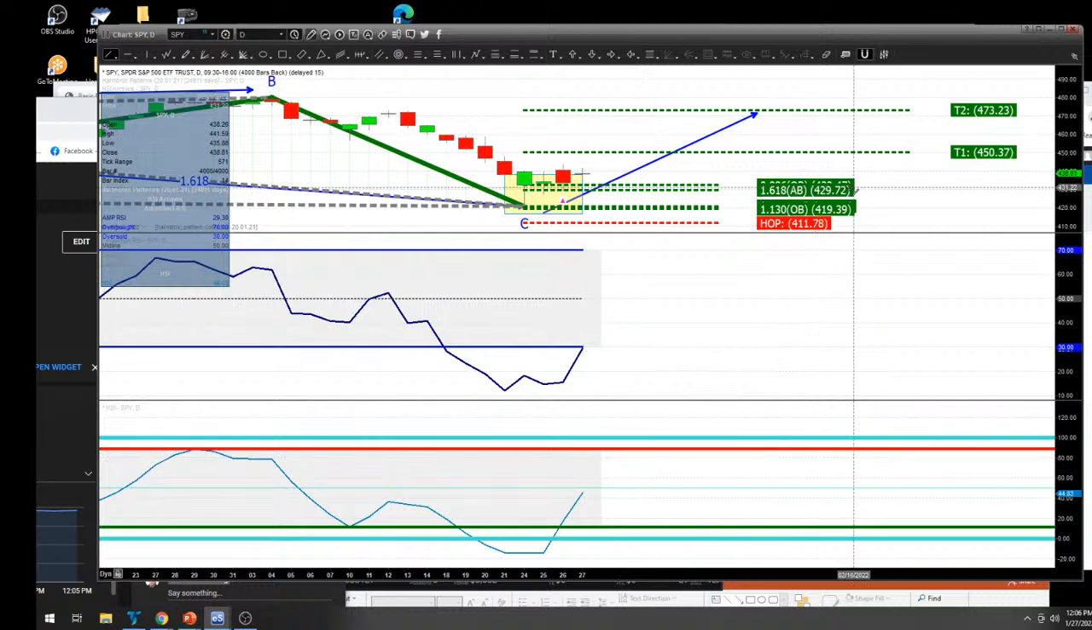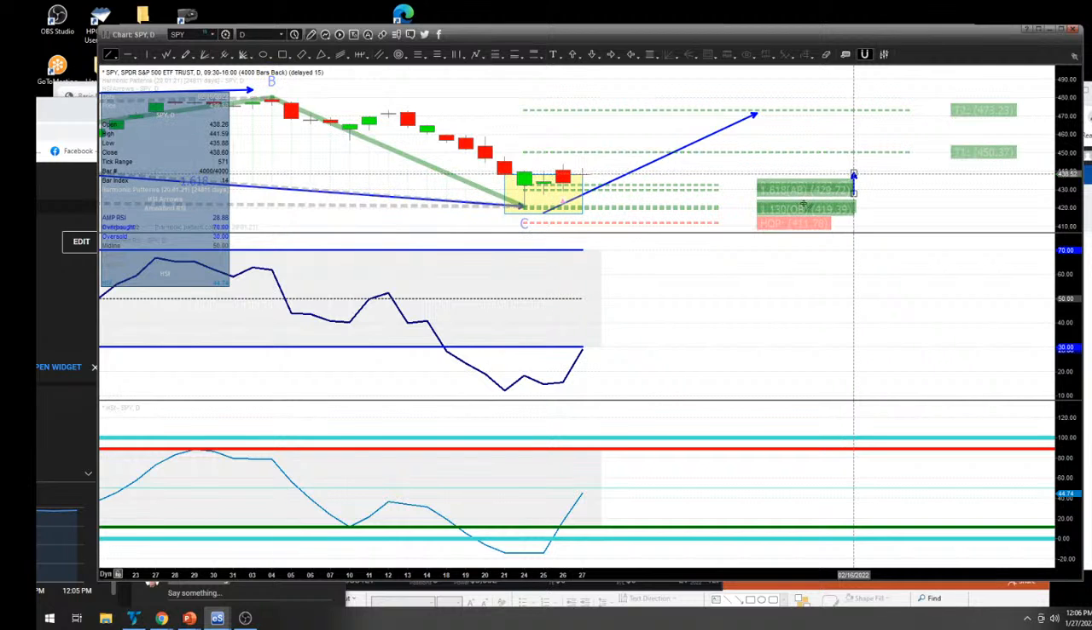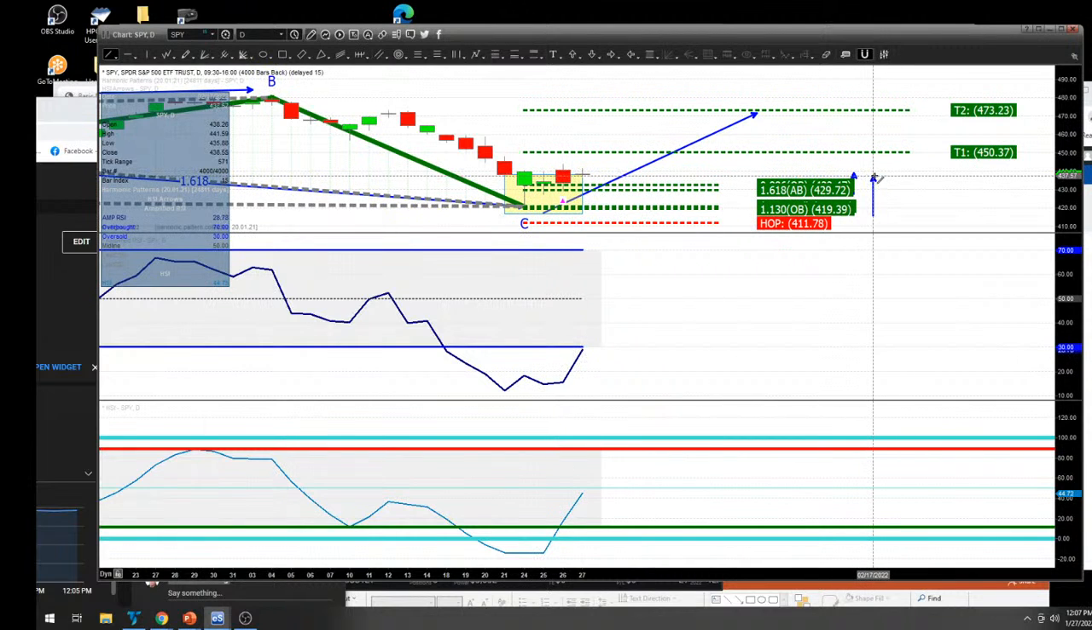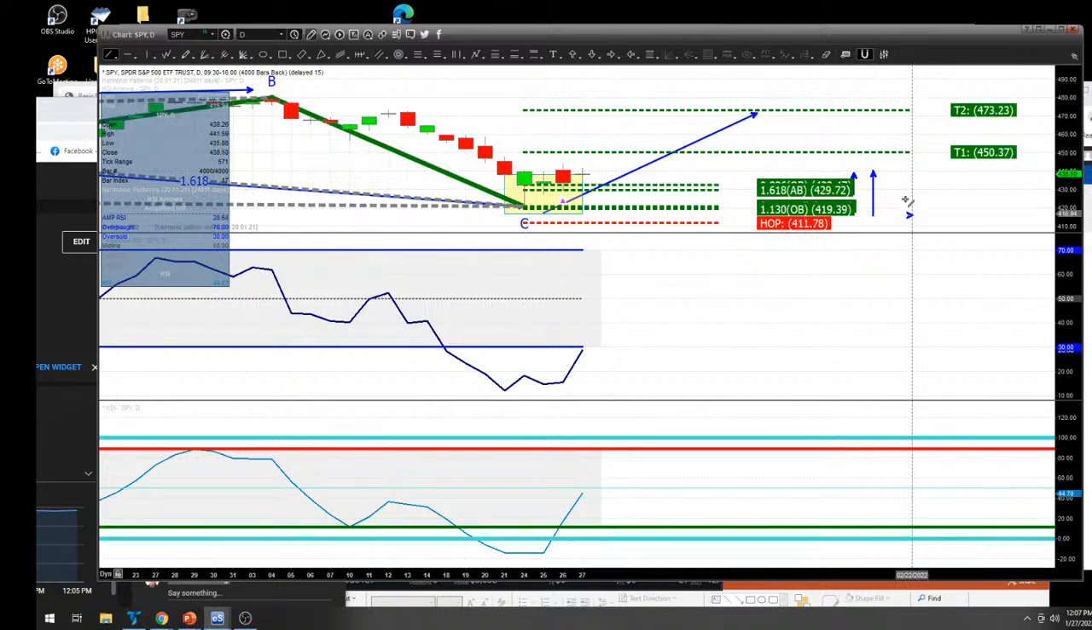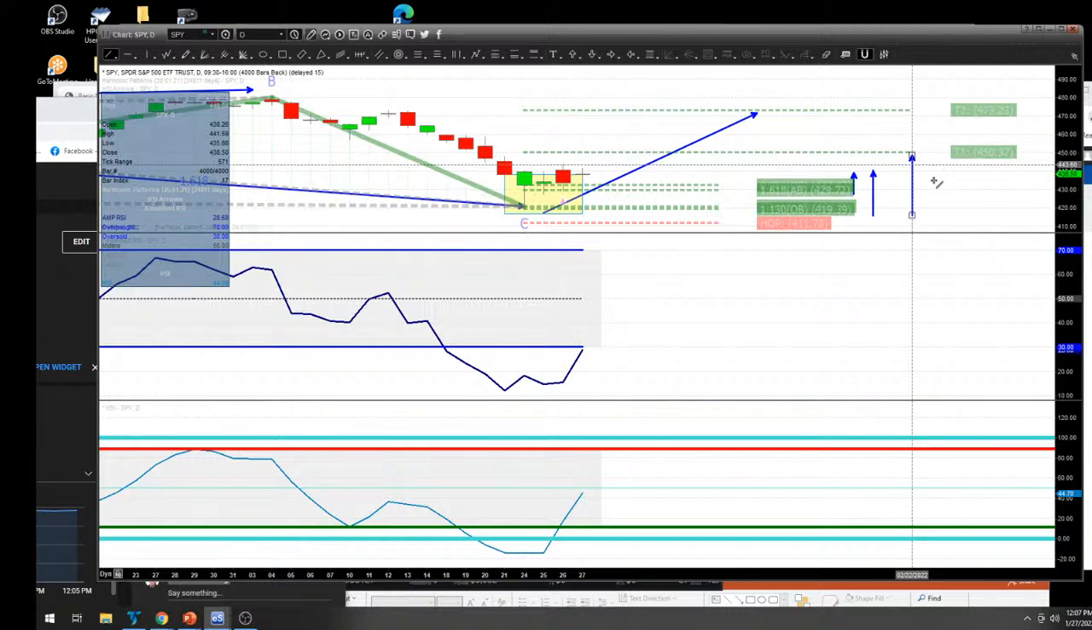438.77 is 10 off of the low of the 1618 test, and you were as low as the 113 at 419, so you're actually 20 off your 113 at the moment, with target 1 at 450, still another 12 higher.